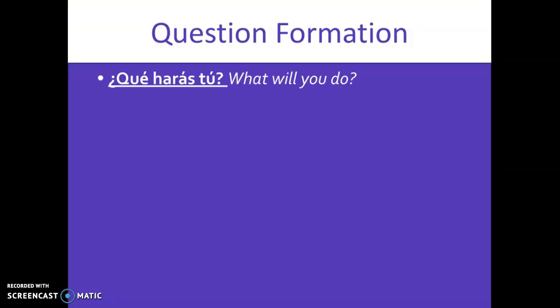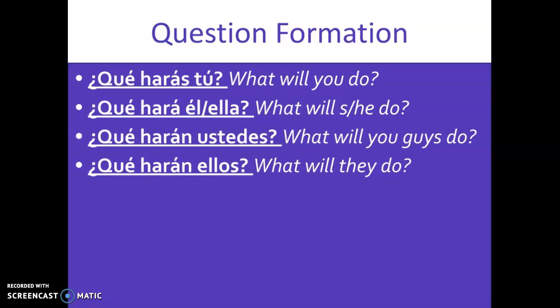All right, so now let's look at how do we form questions with the future tense. Okay, so this is how we will form questions. ¿Qué harás tú? What will you do? ¿Qué hará él o ella? What will she or he do? ¿Qué harán ustedes? What will you guys do? ¿Qué harán ellos? What will they do?